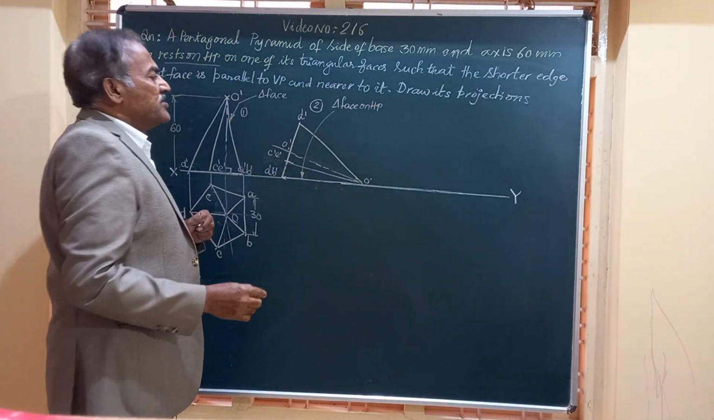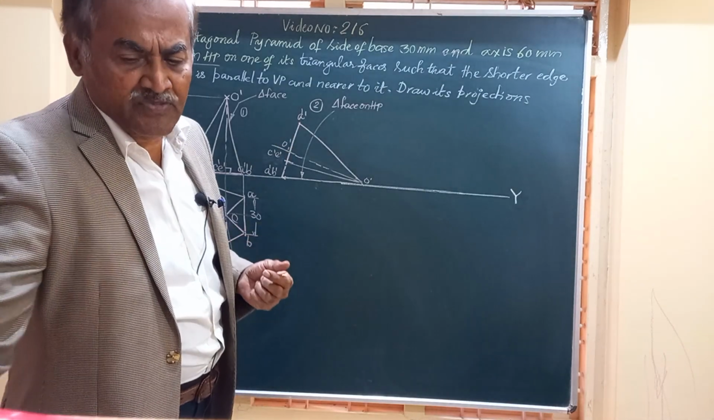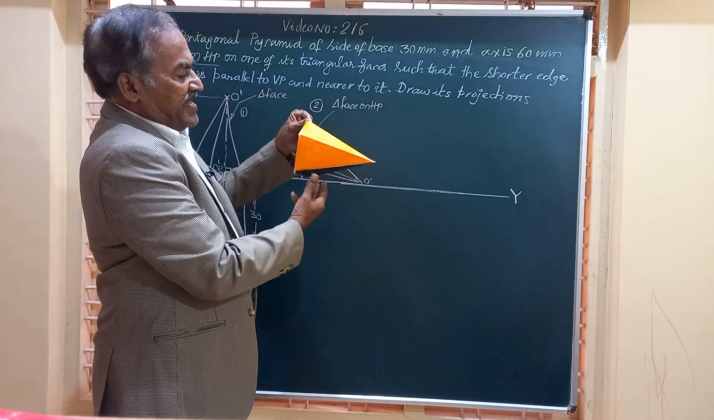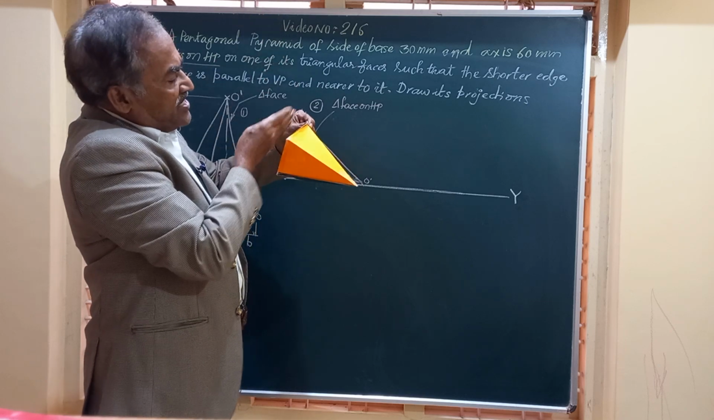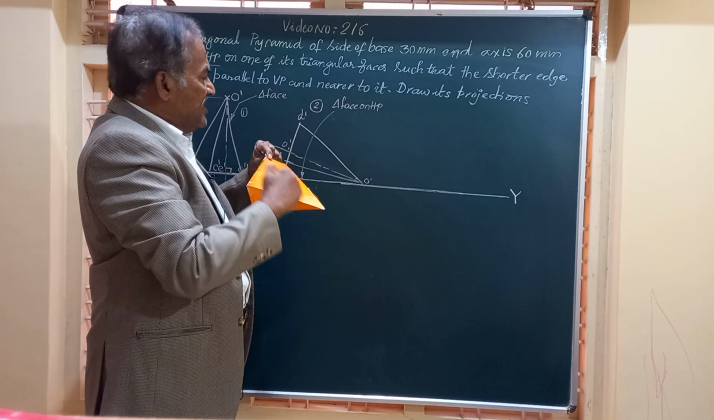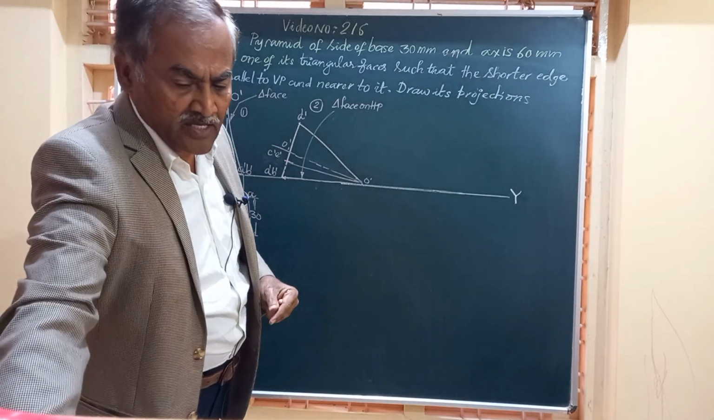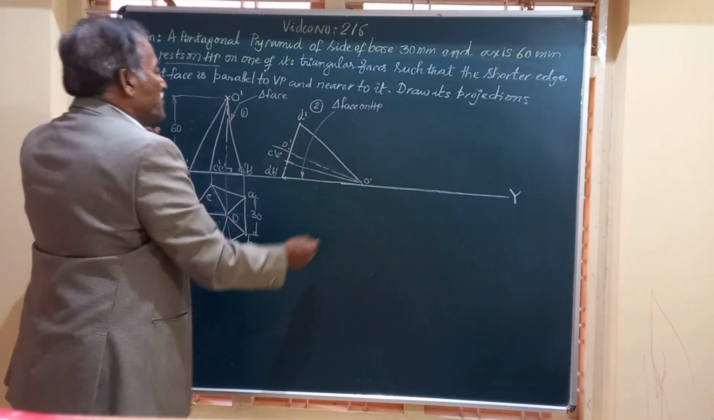Figure number 1 and 2 are exactly identical. Friends, once you have placed the object on HP on one of the triangular faces like this, you will be able to see in the top view the complete base A, B, C, D, E, and also this line OD and then OC and OE. So friends, let us obtain the corresponding top view for this figure.